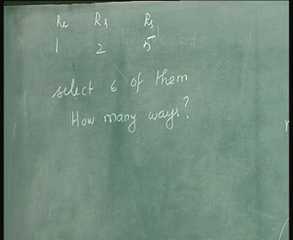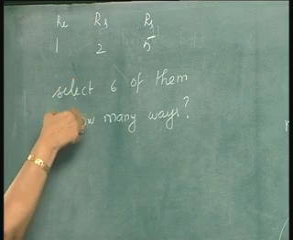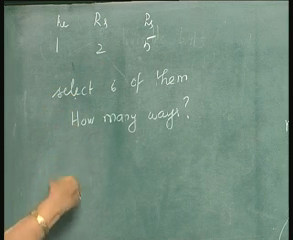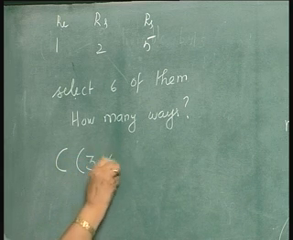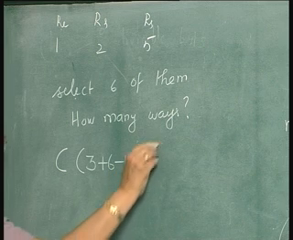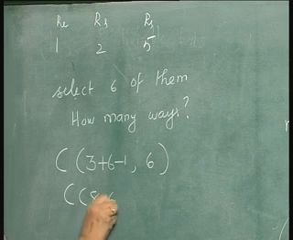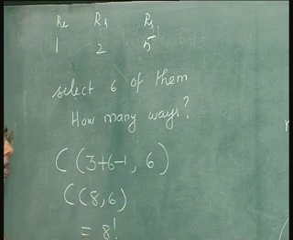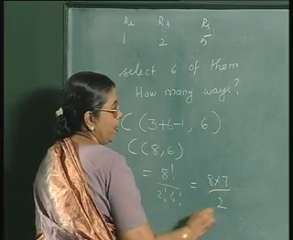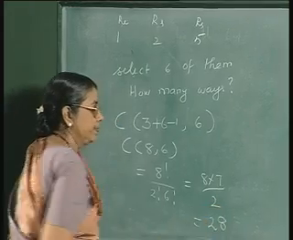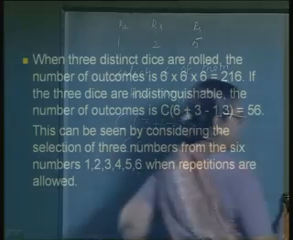The answer is, there are three types and you have to select 6 of them by repetition. You can use repetition. So, the answer using the formula is C of 3 plus 6 minus 1, 6. What is this? C of 8, 6, and that is given by 8 factorial by 2 factorial into 6 factorial, which is 8 into 7 by 2, equal to 28. This is the answer. And if you have some doubt about it, let us check.